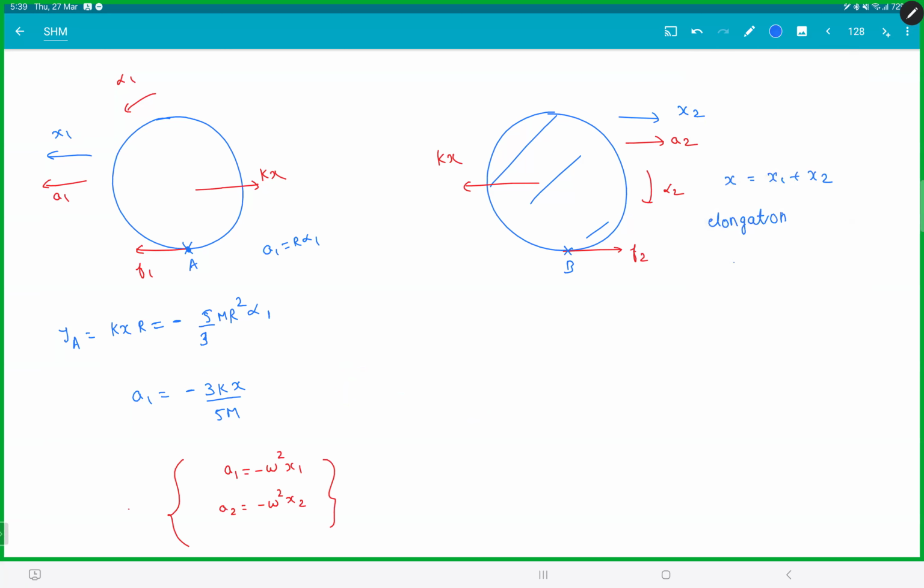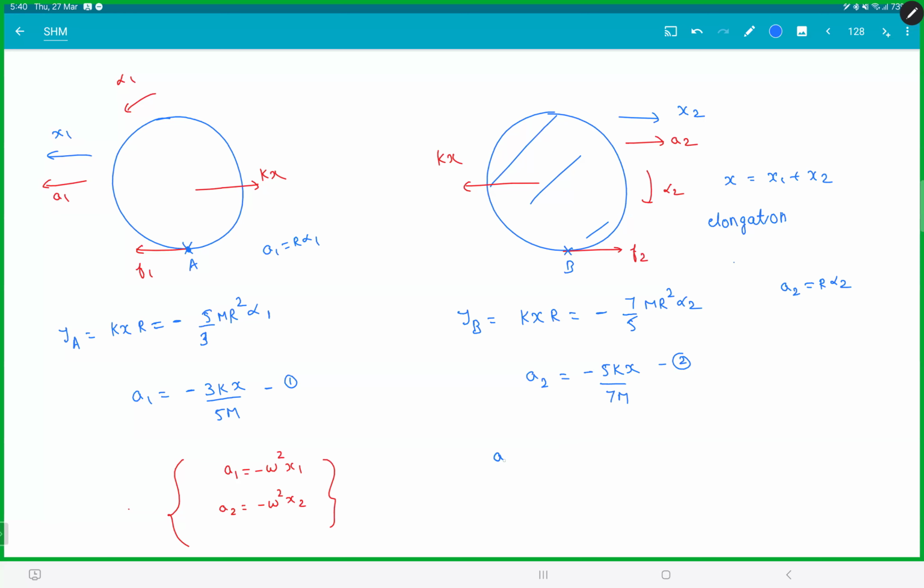Fair enough. Then that might be right. Let's see. For this one, when you take torque about B, again we have Kx into R is equal to IB alpha 2. It's a solid sphere, 2 by 5 mr square plus mr square, parallel axis theorem, 7 by 5 mr square. Here also it is not slipping, so a2 is equal to R alpha 2. So we get a2 is equal to minus 5Kx by 7m. This is 1 and this is 2.